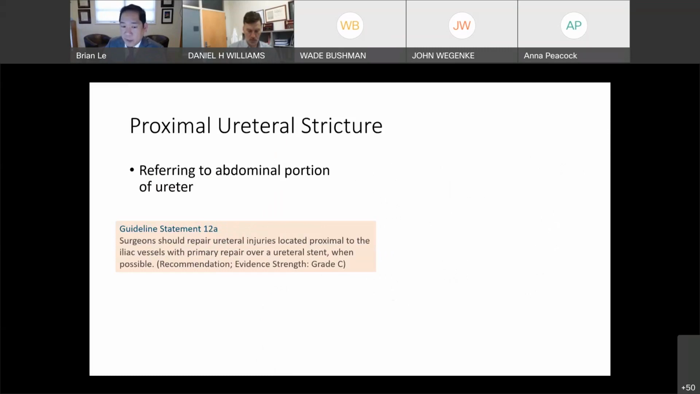So if this is not the right patient for primary repair, if chronic nephrostomy tube drainage or ureteral stent drainage is the best option for this patient, then it may be something to consider. So you do have an out, but if you can, if the patient is healthy enough, if they're motivated, primary repair should be a consideration.